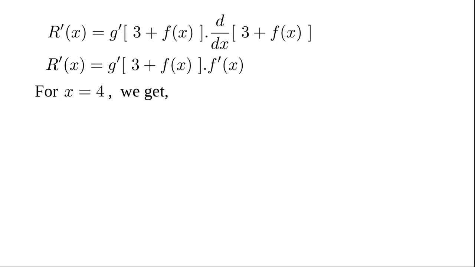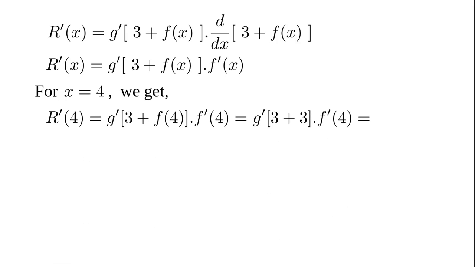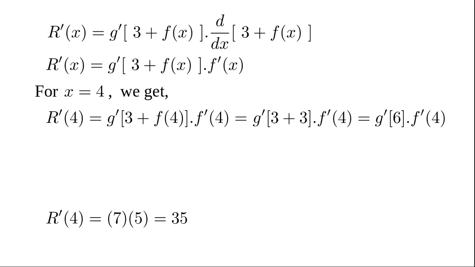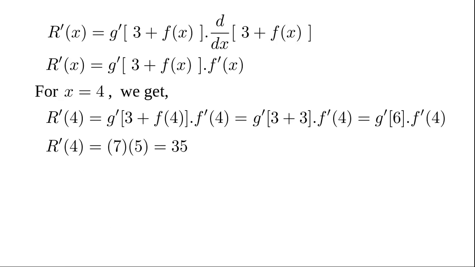Now for x equal to 4, we get r dash of 4 equals g dash of 3 plus f of 4 into f dash of 4. f of 4 is 3, so it becomes g dash of 3 plus 3, that is g dash of 6 into f dash of 4, and therefore r dash of 4 is 7 into 5, equal to 35.